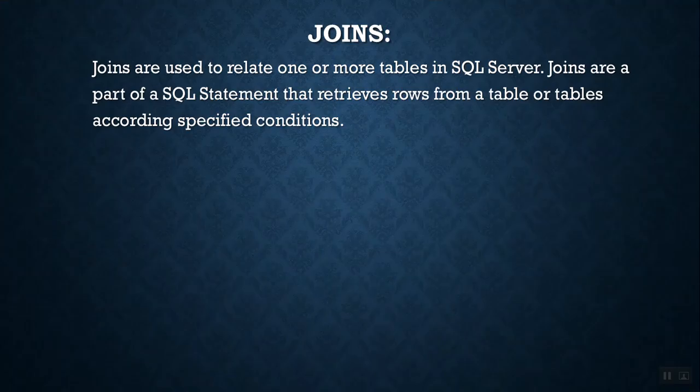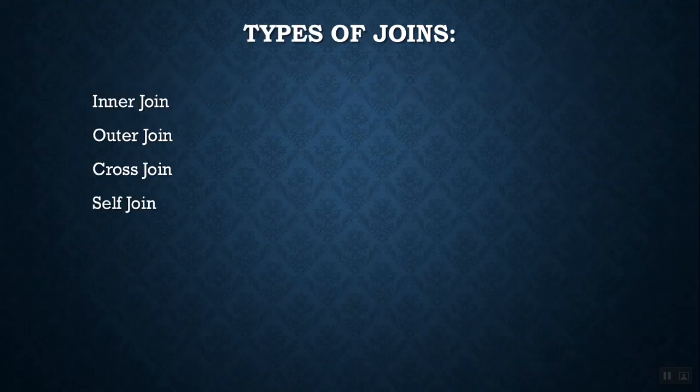Hello everyone. Today we are going to learn about joins in SQL Server. So what are joins? Joins are used to relate one or more tables. In SQL Server, joins are a part of a SQL statement that retrieves rows from a table or tables according to a specified condition. There are four types of join. First one is inner join, second is outer join, third is cross join, and fourth is self join.